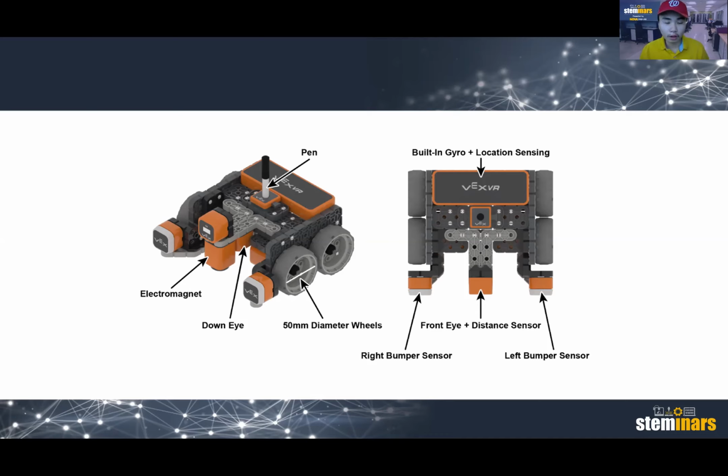So let's talk about the robot real fast. It has 4 wheels, 50 millimeter diameter wheels. Don't worry about that. That math is not really important right now, so I'm not going to go over it.